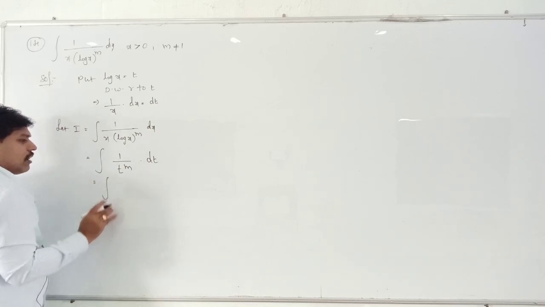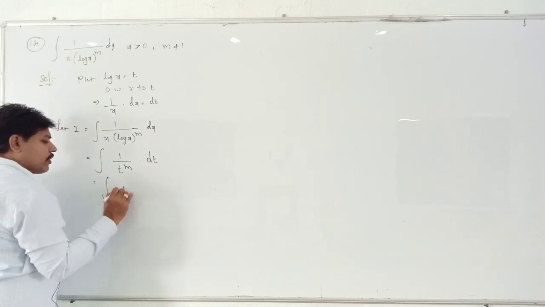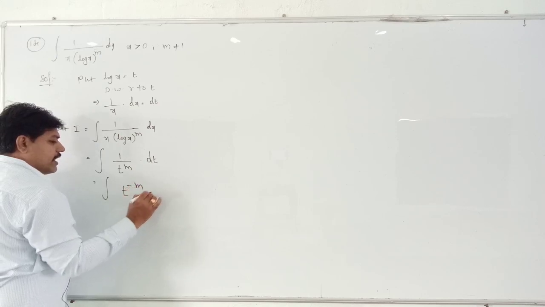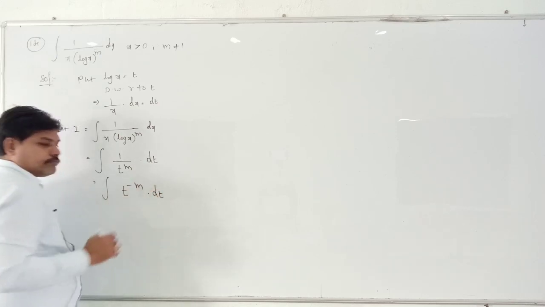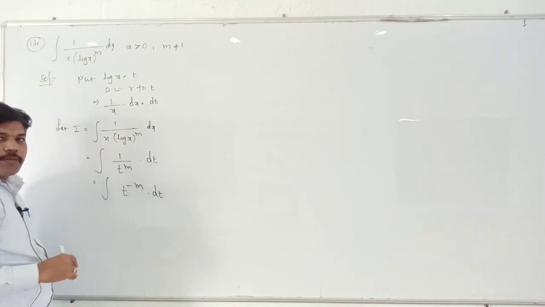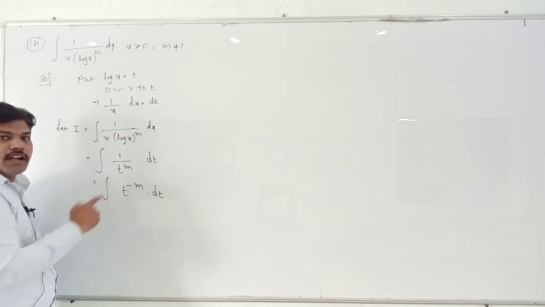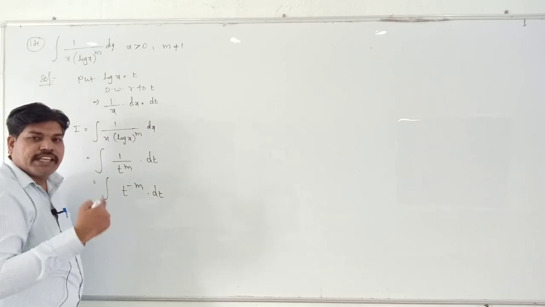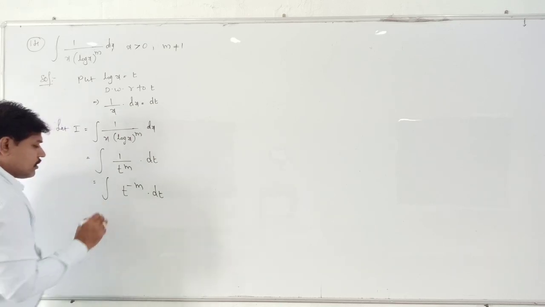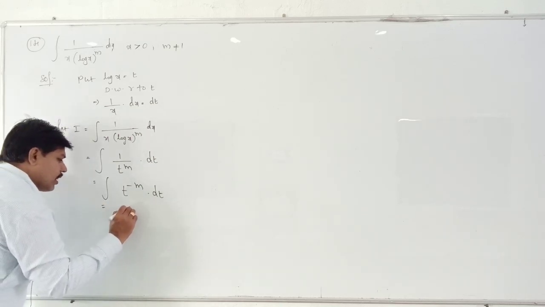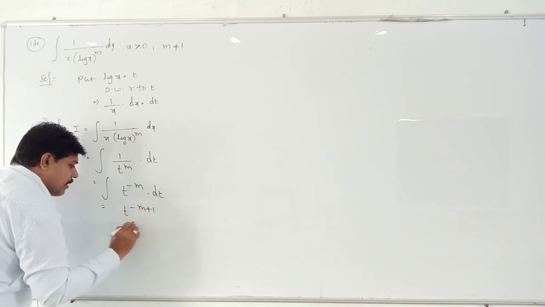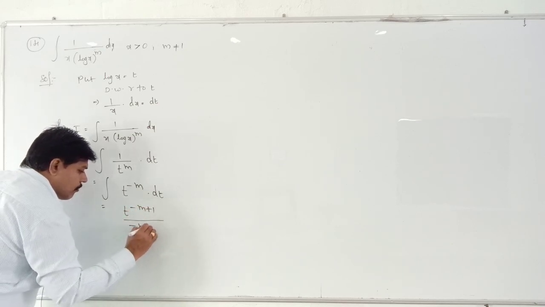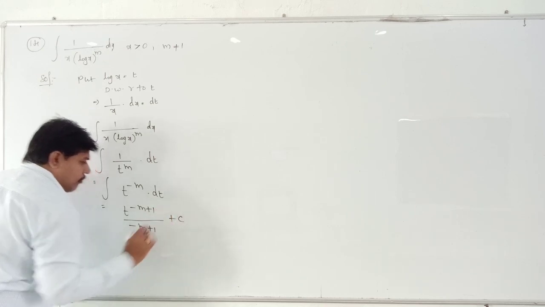So that is equal to the integral of 1 by t power m, you can write as t power minus m into dt. It is in the form of x power n. So what is the integral of x power n? x power n plus 1 by n plus 1. So you will get t power minus m plus 1 by minus m plus 1 plus c.